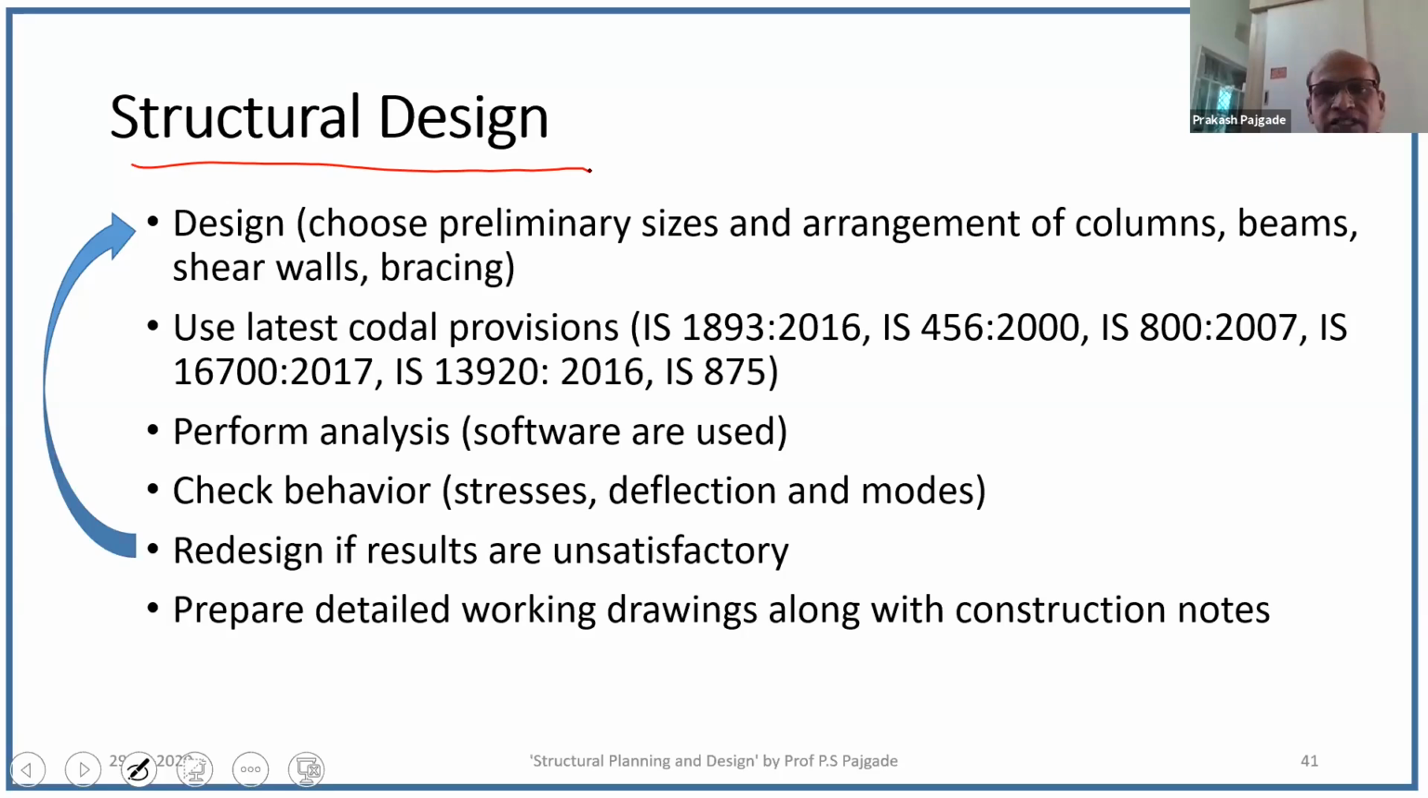For earthquake, it is IS 1893 of 2016. RCC, you already know, IS 456. For steel, it is IS 800. For high-rise buildings, IS 16700. For ductile detailing, that is the most important part for earthquake resistance, that is IS 13920. Then for wind and loading, it is IS 875. So we'll have to select the structural arrangement, and that must be proper. Then by considering various codes, we'll have to follow the codal provisions.